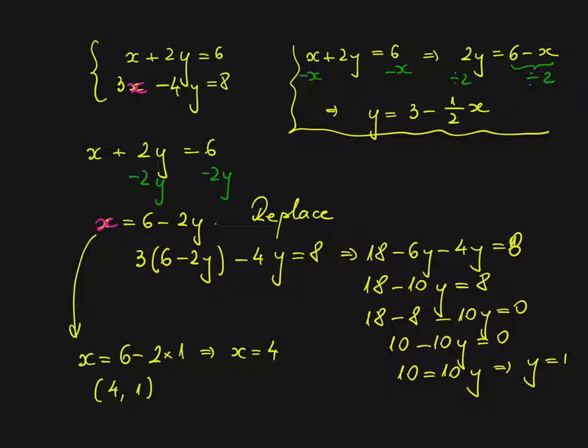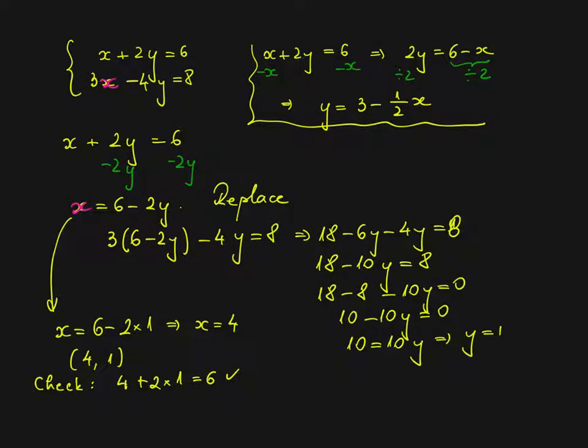I can check with GeoGebra, or I can just check in the system. If I replace x and y here, x plus 2y must be 6, and in the second one, 3x minus 4y must be 8. So if I check, I have x plus 2 times y equals 6, correct. And in the second one, I'm going to have 3 times x minus 4 times y is 12 minus 4, it's exactly 8. So my solutions are correct.